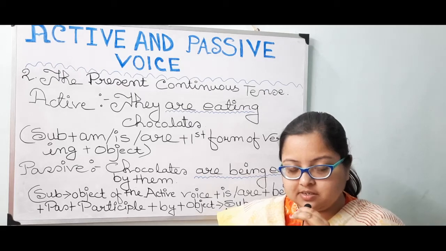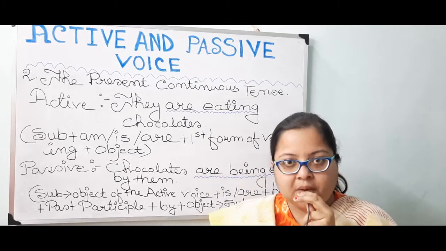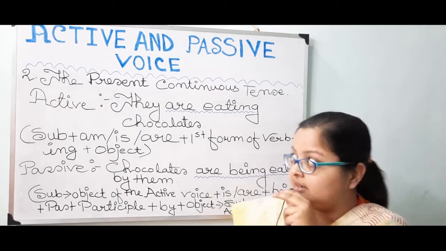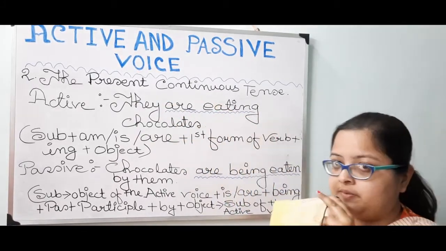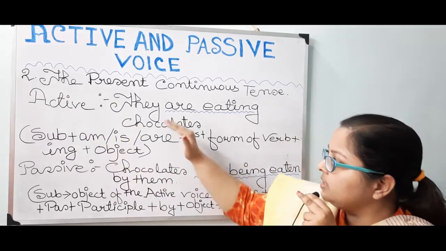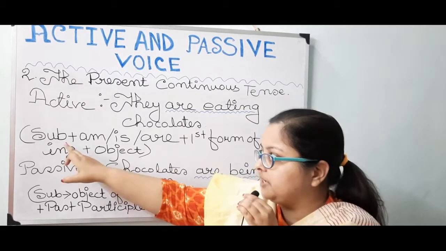Welcome back, students. Let us see today the conversion of a sentence from active to passive if the sentence is in the present continuous tense. Let's see the active voice. They are eating chocolates. Subject.